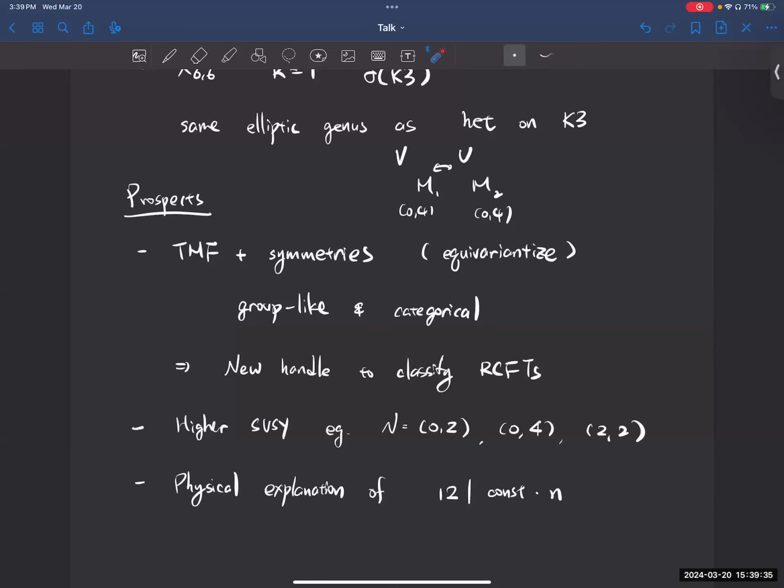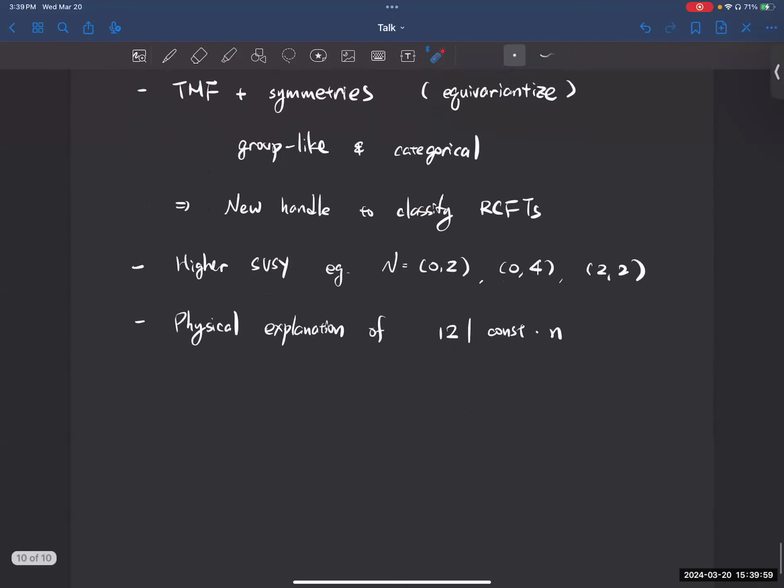So if there's a way to discuss TMF as relative theories, as boundaries of non-trivial 3D TQFTs or MTCs, it's essentially a new handle to classify RCFTs. So not just holomorphic CFTs, but general RCFTs. And I think this is something that's very worth developing further and working more about.